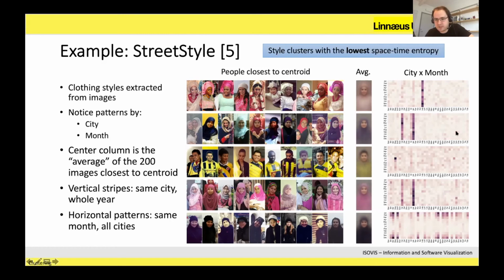There's an outlier here, which is Seoul in September, for some reason, who knows? Maybe Seoul in September has something happening there. But mostly these are clothes that are used throughout the year, mostly in Cairo and Jakarta. That's an interesting pattern.